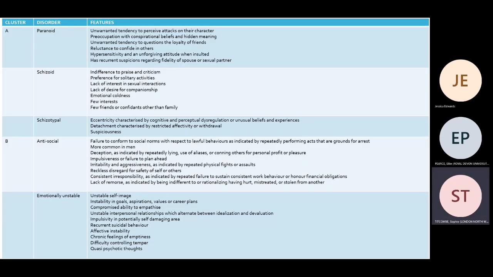So I've just popped up here some features that can be seen in each of the personality disorders. I won't read through this right now because, as you can see, it's quite a lot of text on the slide, but this can be used as something that you are able to reference back to in terms of your revision, as you will get access to the slides at the end of the session if you complete the feedback form. This table talks through the cluster, the disorders within that cluster, and some of the stereotypical features that you can expect to see.